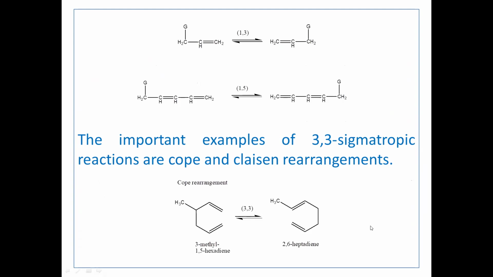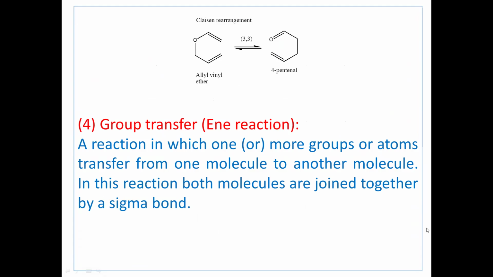And sometimes in this pi system, an oxygen atom may be incorporated. Oxygen atom may be placed in between two pi systems. So we can see here an oxygen atom is present in between two pi systems, and this is the migrating sigma bond which moves by 1, 2, 3 atoms, and this end moves by 1, 2, 3 atoms. So it is also a 3,3 sigmatropic reaction with the oxygen atom in between two pi systems, and this type of reaction is called the Claisen rearrangement.